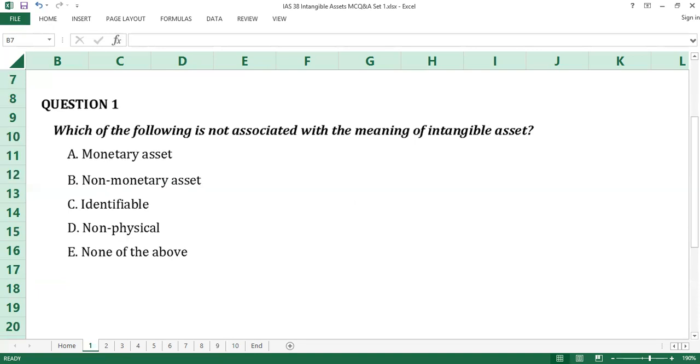Question number 1. The answer to question number 1 is A, monetary assets. Intangible asset is not a monetary asset, because monetary assets are money held and assets to be received in fixed or determinable amounts of money. Intangible assets are not received in fixed or determinable amounts of money, and neither are they money held. A is the answer to question number 1.